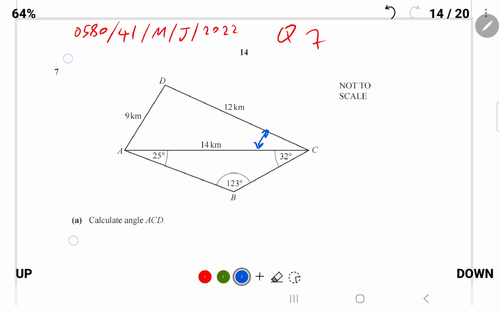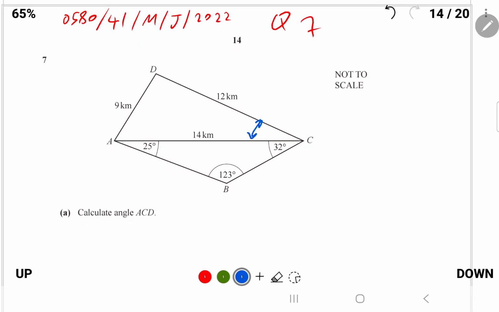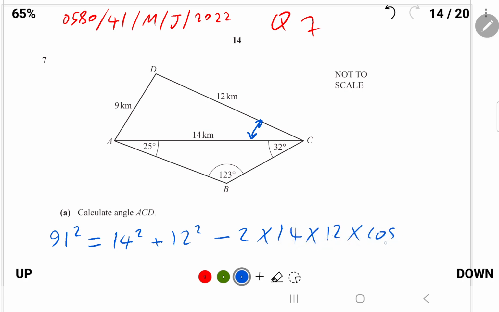Clearly we have to use the cosine rule. So let's start like this. 91 squared is equal to 14 squared plus 12 squared minus 2 times 14 times 12 times cosine angle C.